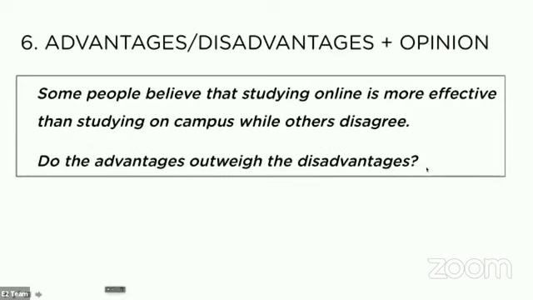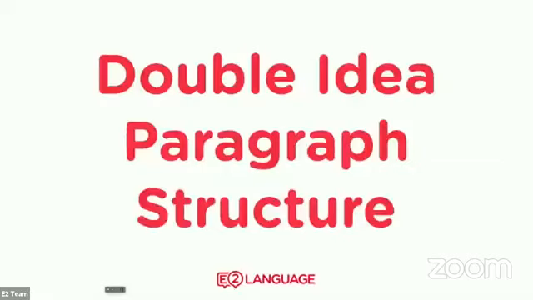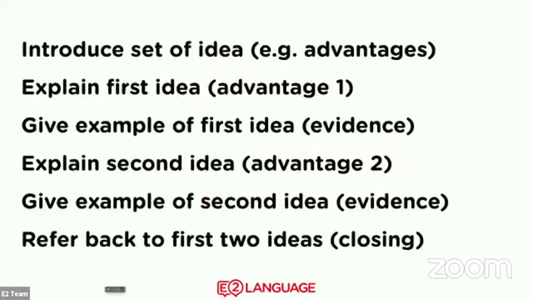The last one, of course, is advantages and disadvantages plus your opinion. It's the same as the one before, okay? Let's look at the double idea paragraph structure. This is the kind of paragraph you want to write. First sentence, you will introduce the set of ideas. For example, the advantages. You will then, in your second sentence, explain the first advantage.